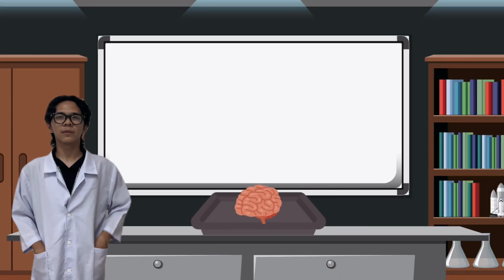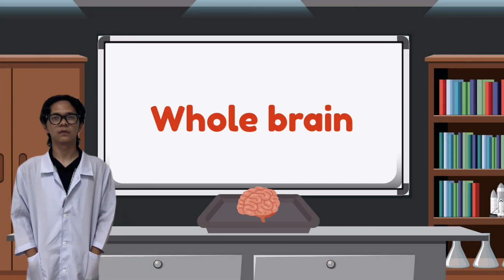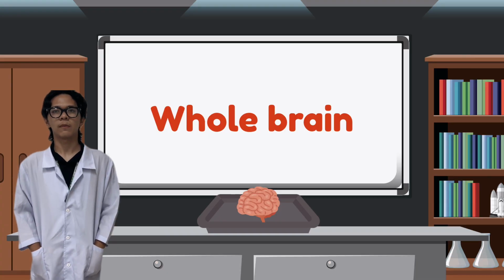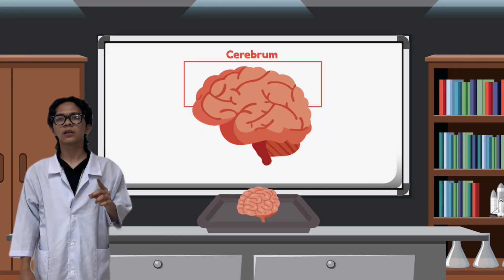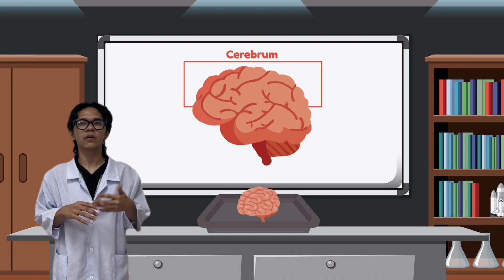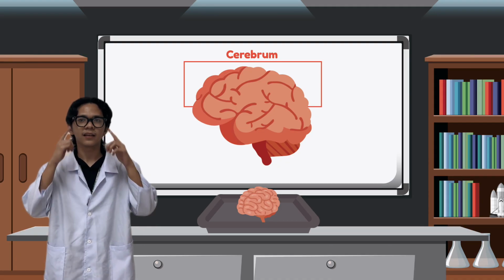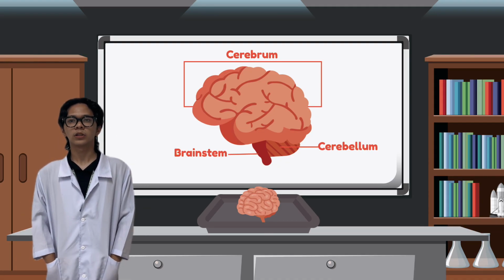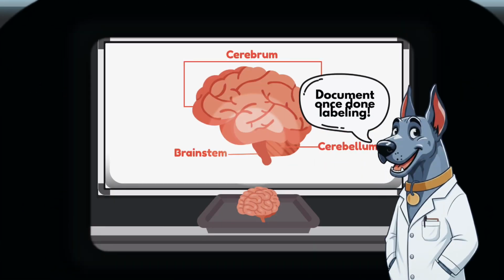Next, we examine the major structures of the brain to understand its overall organization. We begin examining the whole brain. The cerebrum is the largest region responsible for voluntary movement, memory, and thinking. Below it lies the cerebellum, which coordinates balance and posture.